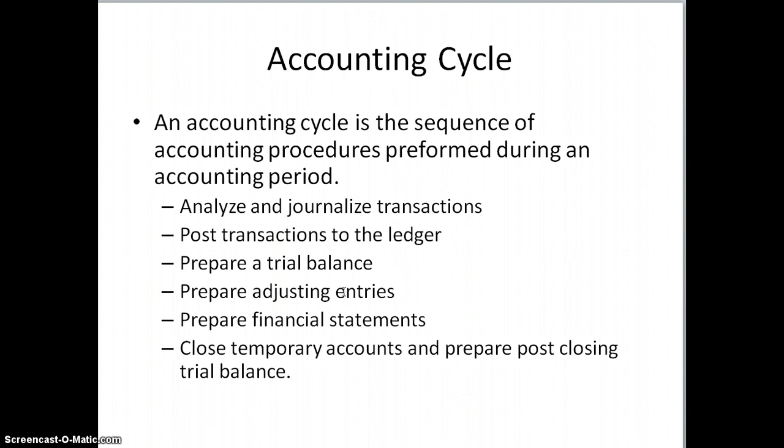First, you would analyze and journalize transactions. So if we're talking about a period of a month, anything from the beginning of the month to the end of the month that happened, all the transactions, you would analyze and journalize them. You would post them to the ledger, and then you would prepare a trial balance. Then you would prepare any needed adjusting entries. You would prepare the financial statements. And finally, you would close temporary accounts. So temporary accounts would be any revenue and expenses. And prepare the post-closing trial balance.